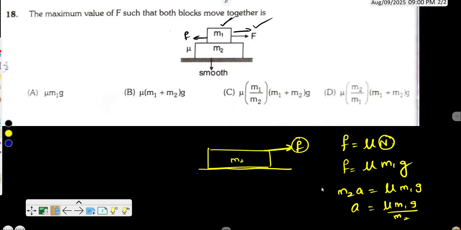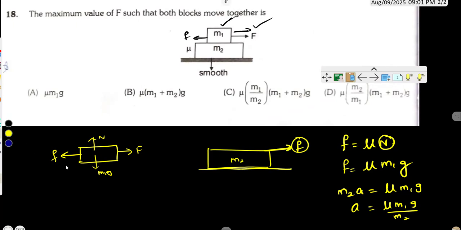Now, the acceleration we have got. Now let us draw the FBD for the M1 block. M1 block has an applied force in this direction, friction in this direction, normal reaction above, and M1 g downwards. So the net force on the M1 block is F minus friction equals M1 into a. We know how much a is, and the friction force also we know. So F minus mu M1 g is equal to M1 into mu M1 g by M2.